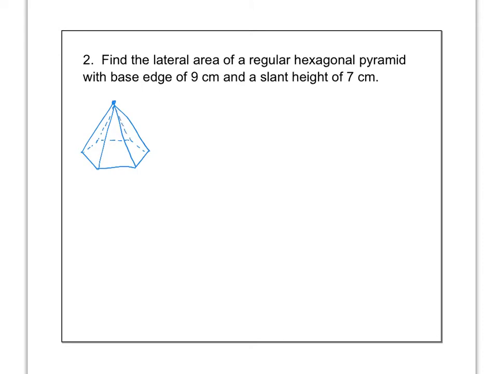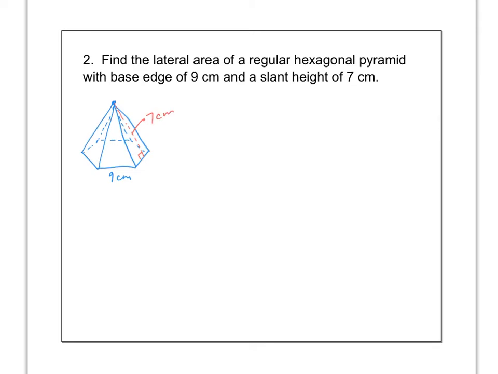I love it. And it says it's a regular hexagonal pyramid with base edges 9. So this is 9 centimeters. And it says the slant height is 7. So I'm going to use a different color here. Slant height starts at the top, at the vertex, and goes perpendicular to the base. So that slant height would be 7 centimeters.